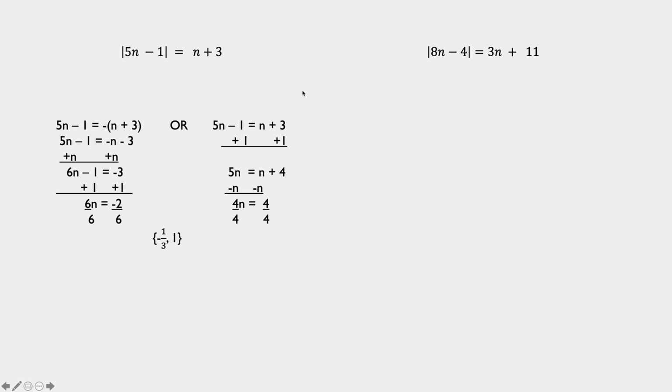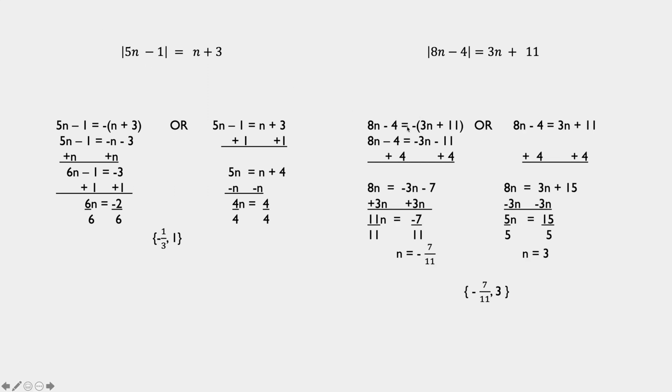Okay, so maybe the 8n minus 4 equals the negative of 3n plus 11, or it could equal the positive of 3n plus 11. If it's the negative, I have to distribute that negative sign to everything in the package, or the parentheses. That's negative 3n minus 11. 8n minus 4 is negative 3n minus 11. Adding 4 to both sides. Again, I usually start with the n's, but this time I just felt like starting with the numbers. No big deal. 8n equals negative 3n minus 7.